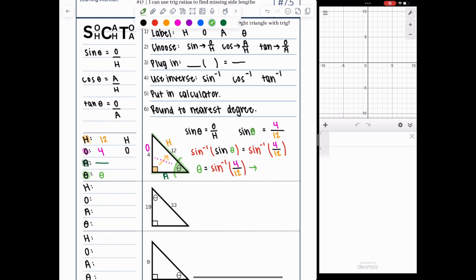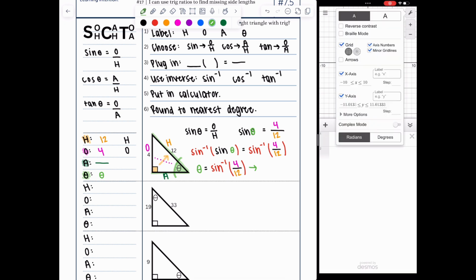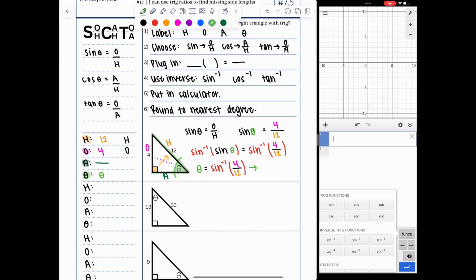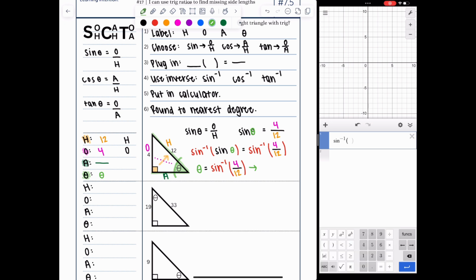So if you're using a calculator that isn't Desmos, you're probably going to have to use a shift or a second button or something like that. Make sure you ask if you have any calculator questions. I use Desmos, so I first check to make sure my calculator is in degrees, and then I have this wonderful function menu that helps me find my inverse sine. I type in my fraction, and you can close your parentheses or not.